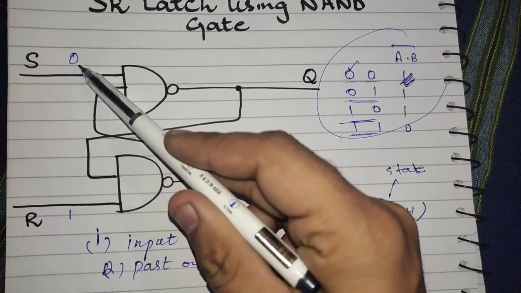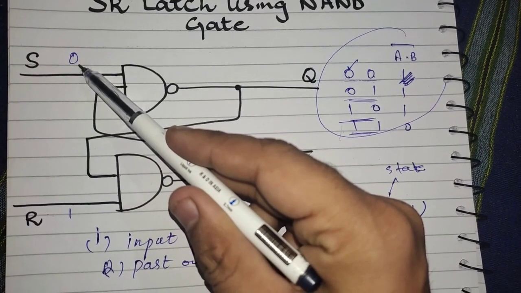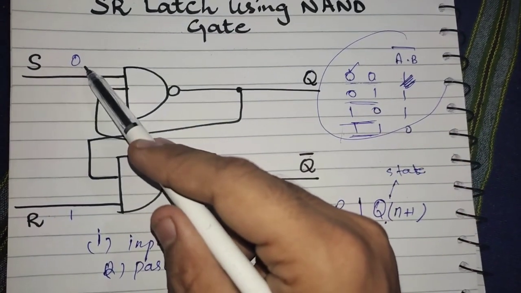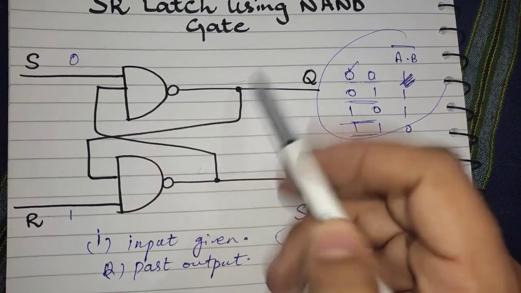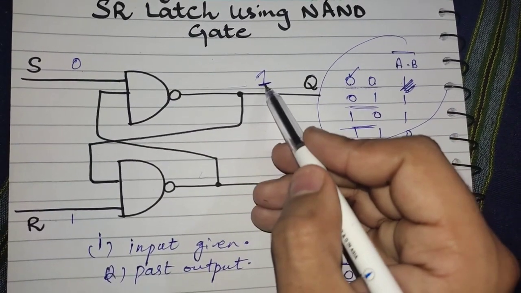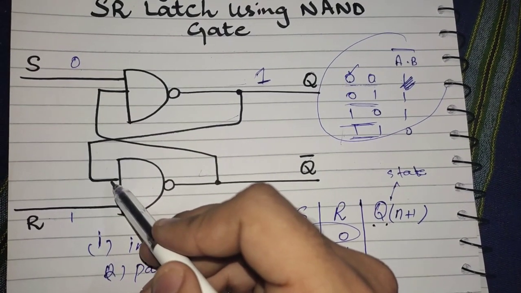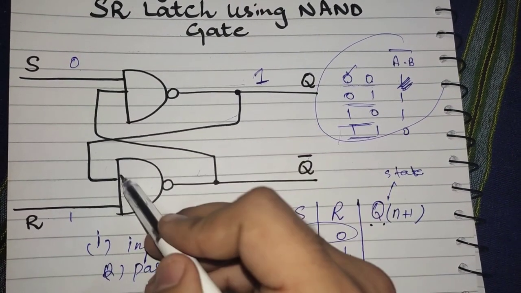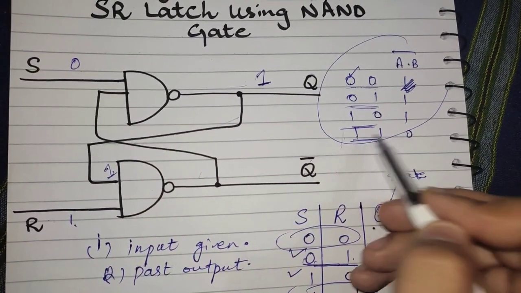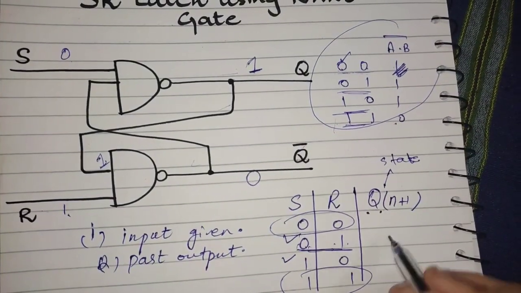So we have S as 0 here. If any of the input is 0, we will get 1 in the output. What will be the output of this Q? We will get 1. So this one will come to the second input of the second NAND gate, so this will become 1. So 1 and 1 in a NAND gate, you will get 0. So we have here 0 and 1.